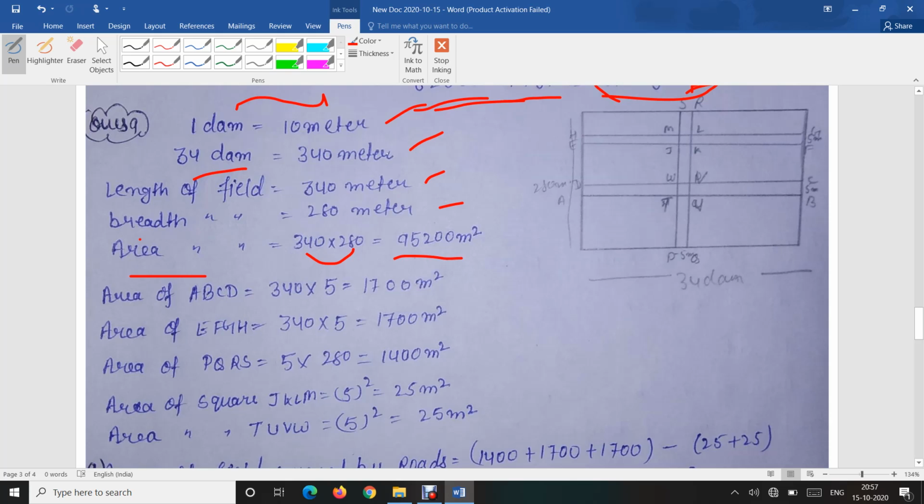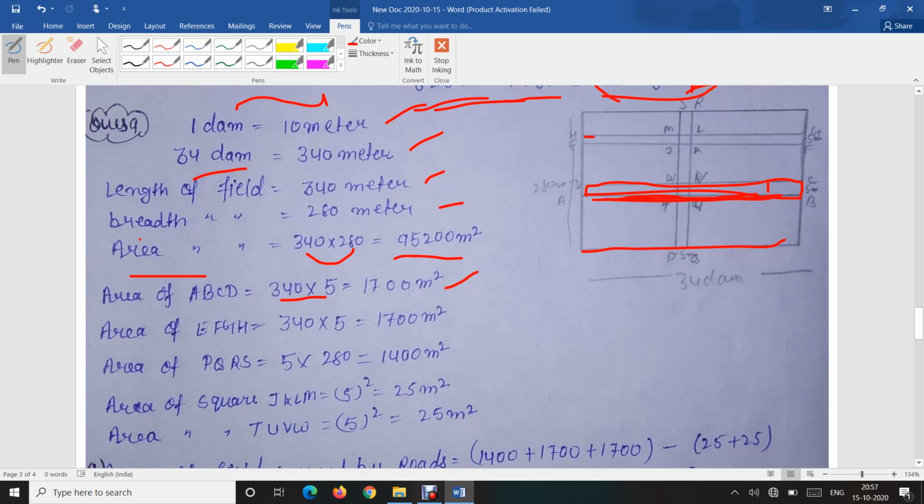95,200 meter square. Now this time you have to find out the area of this portion. That means area of ABCD. Length is same as the length of the rectangle, which is 340, and breadth is 5. That is given that 5 meter wide. So the area of ABCD is 340 multiplied by 5, which gives 1700 meter square.